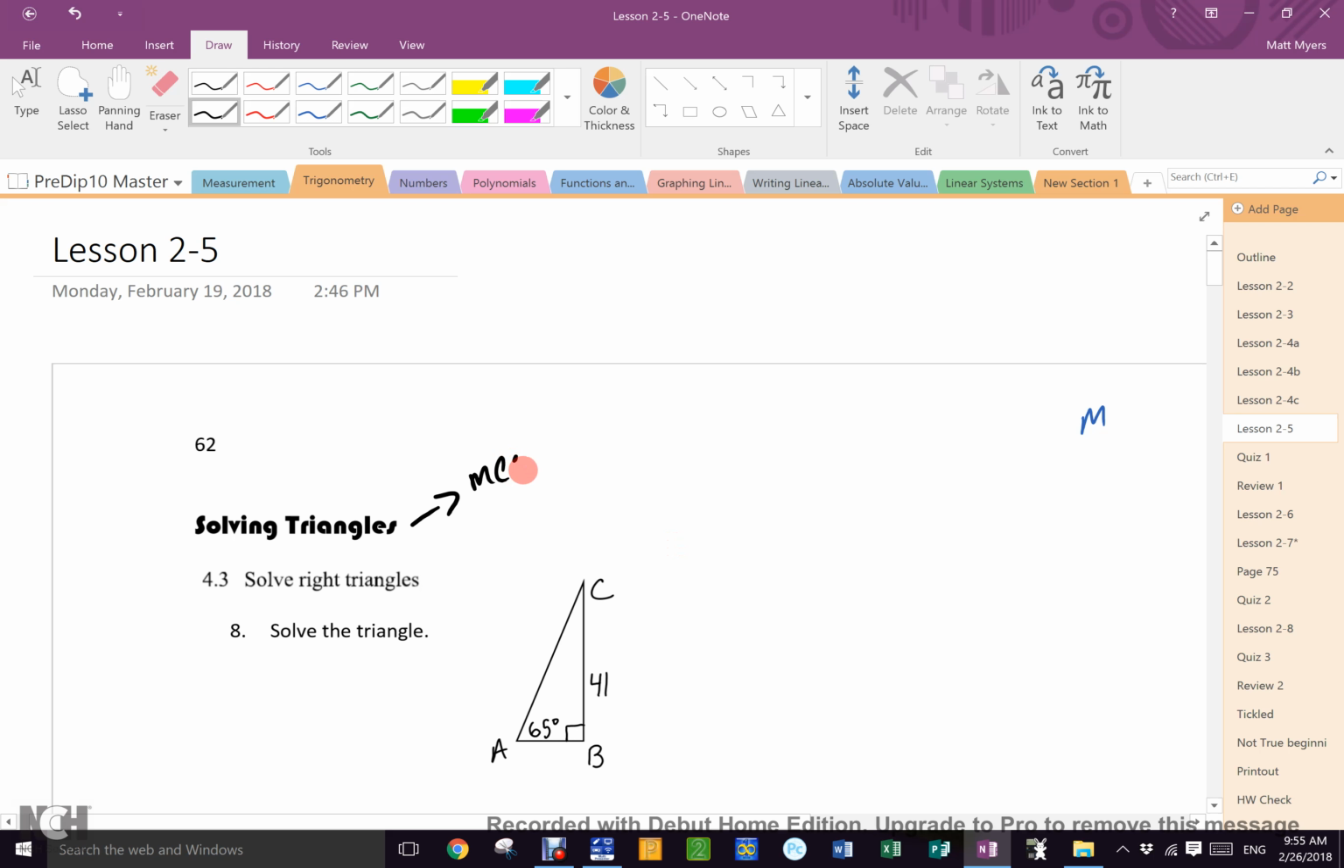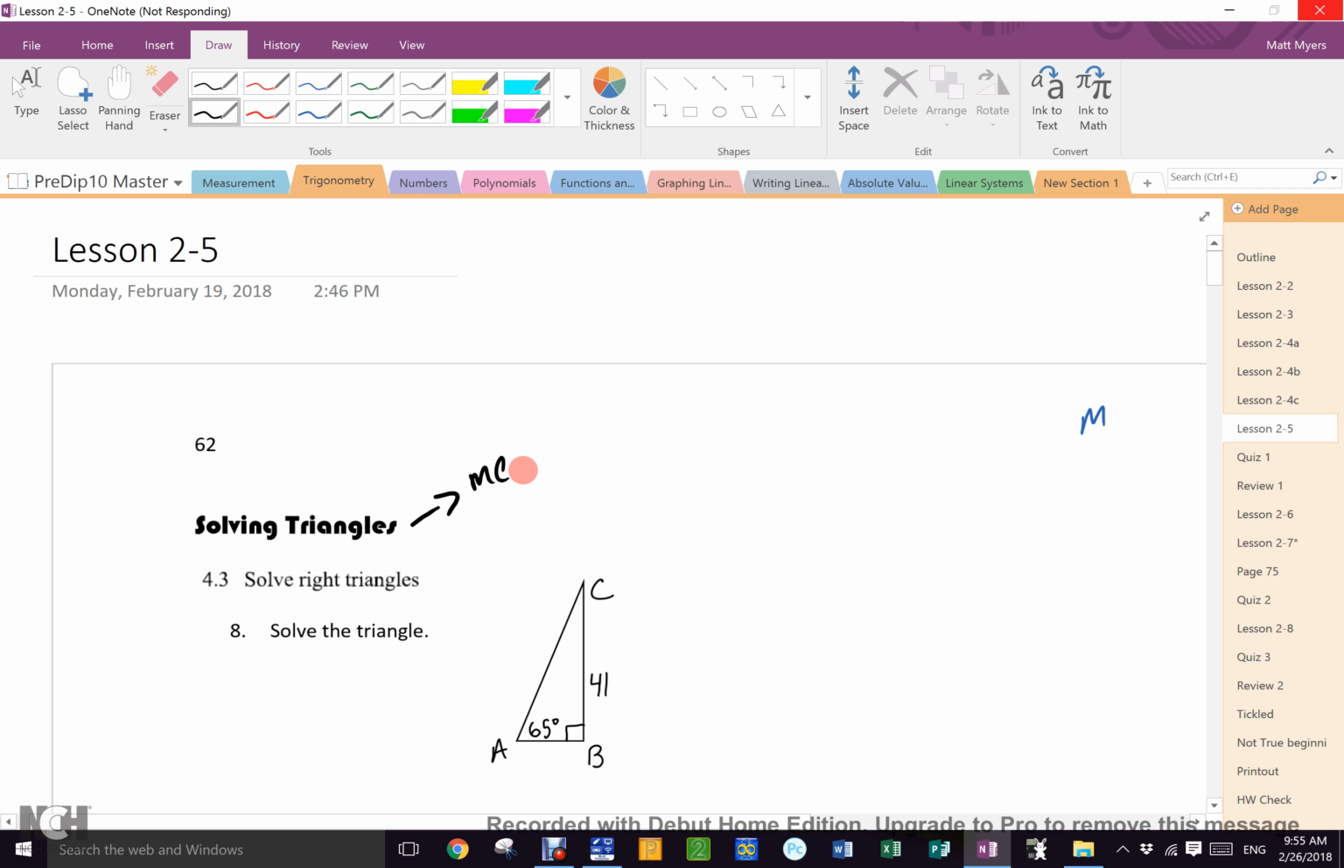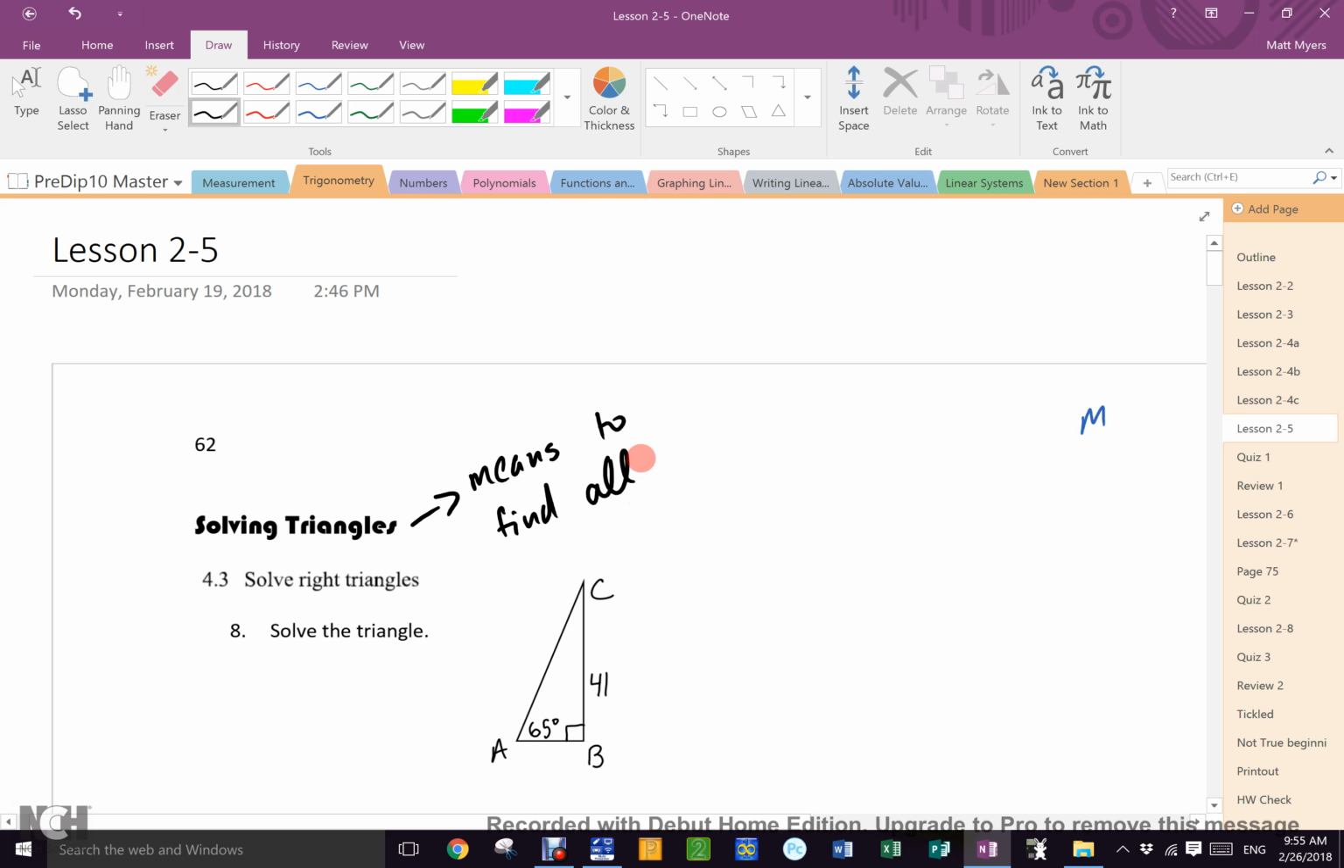Solving a triangle means to find all the angles and all the sides. Now, the problem with this instruction is it should be very simple, yes? Right? Find all the sides, all the angles. There, no problem. There you go.